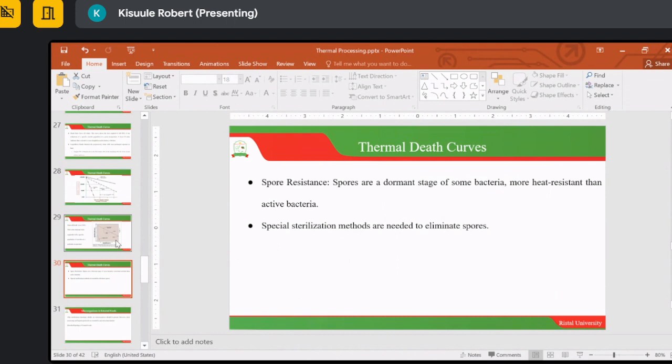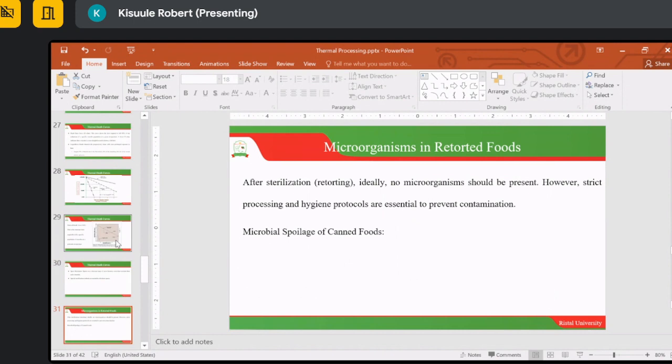So these spores are in that dormant stage because of the environment. They are not going to become functional microorganisms. These are the things that are sometimes present in canned or tinned foods, like Clostridium botulinum and so on. Also, I think it is botulinum or perfringens, one of the two, that is spore forming. So special sterilization methods are needed to eliminate these spores.